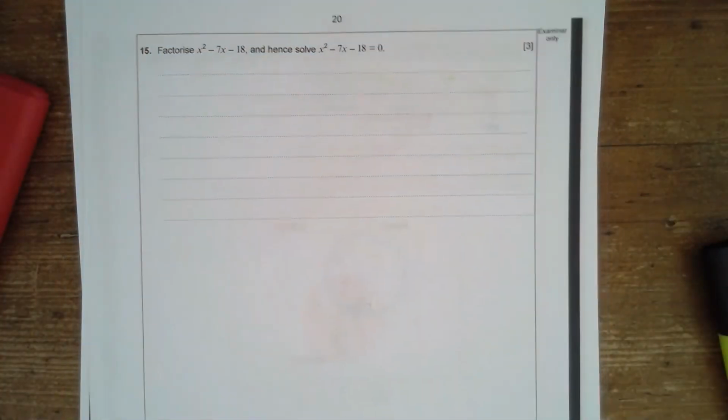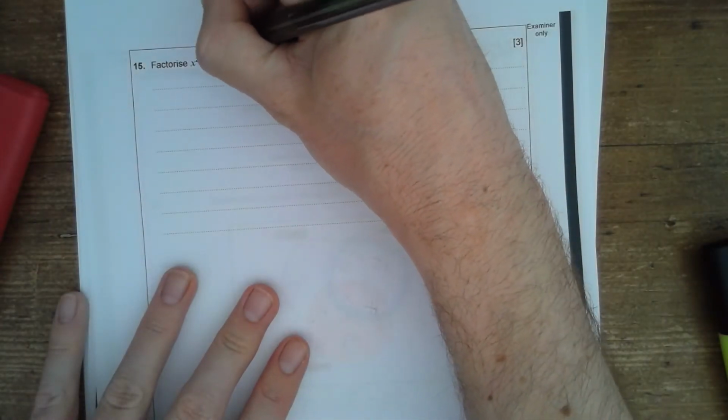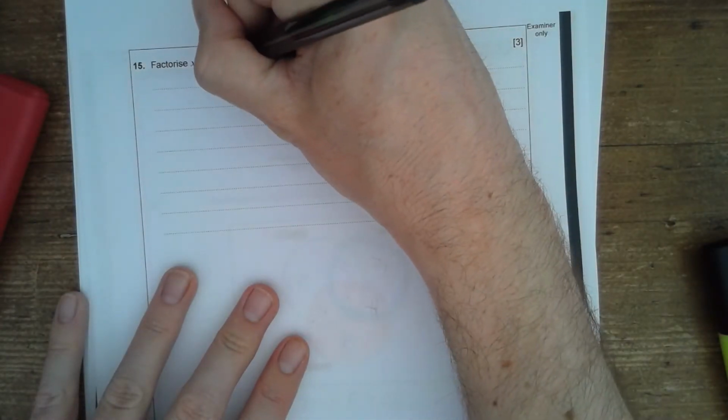Okay, then over the page, it says factorize 2x squared minus 7x minus 18. Now to do something like this, you need to be able to know how this works. In terms of how this works, you're always looking for a pair of numbers that times together to give me the back number here, and they add to give me the middle term here.